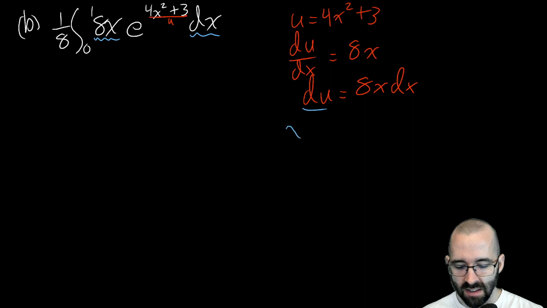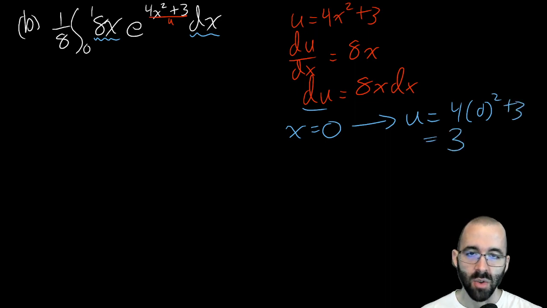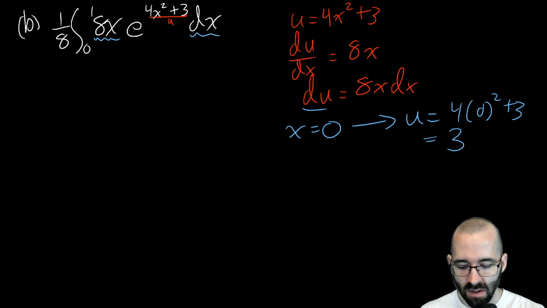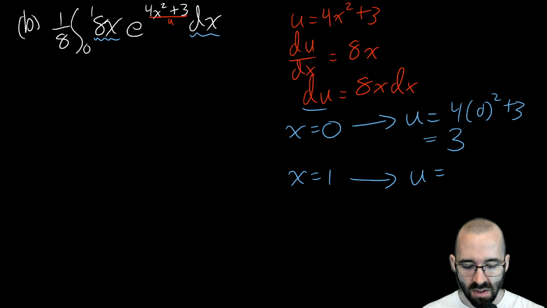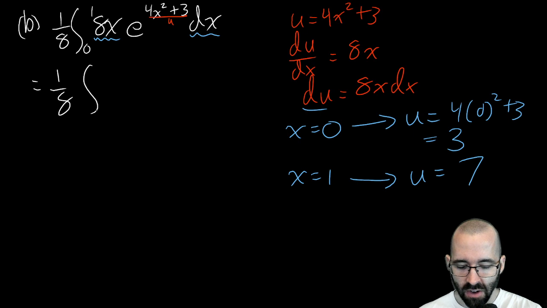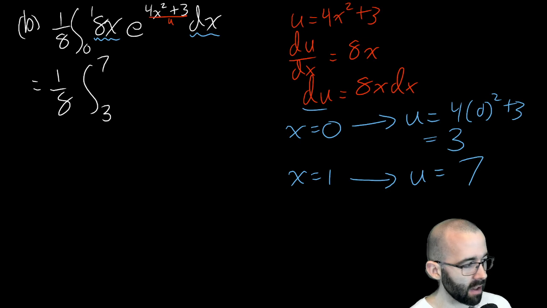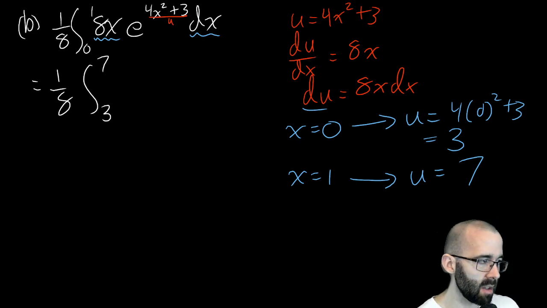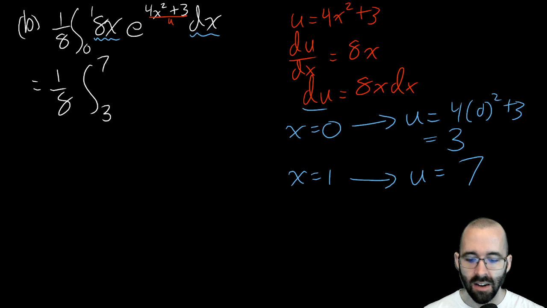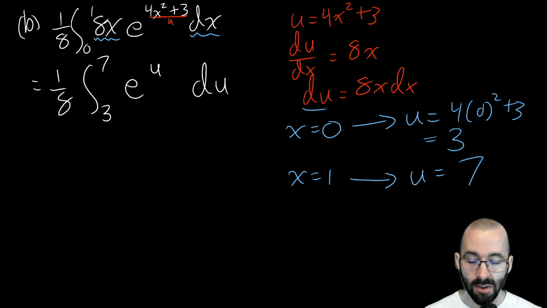And we know that if x is equal to 0, what is u? Well, it'll be 4 times 0 squared plus 3. All right, so our lower limit becomes 3 in terms of u. And if x equals 1, we know u becomes 7. So this becomes 1/8 the integral now from 3 to 7, because x equaling 0 is the same as u equaling 3. x equal to 1 is the same as u equaling 7. The 8x isn't there anymore. That's becoming a du along with the dx. And all we're left with is e to the u.